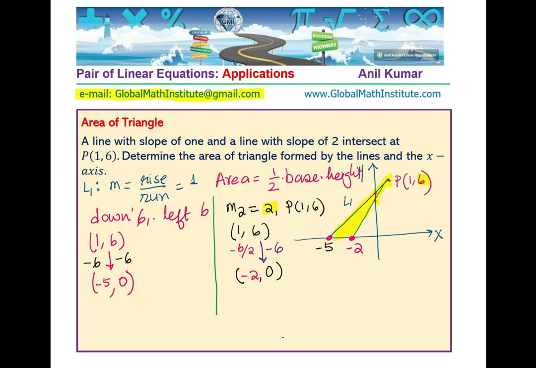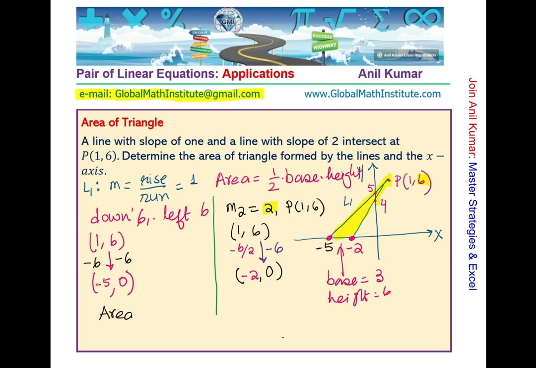So using this concept, we could have got these values also, which are not really required. I've shown you what is required. So from here, since we got the x-intercepts as minus 5 and minus 2, we know that this base is equal to 3 units, right? And height is 6 units. And therefore, we could write down the area of triangle as half of base of 3 and height of 6, which gives us 9 units square.